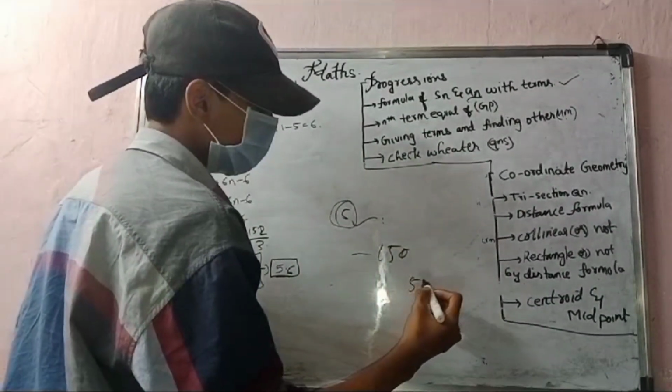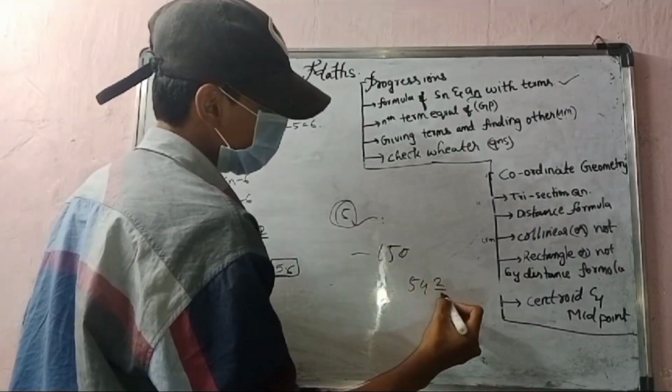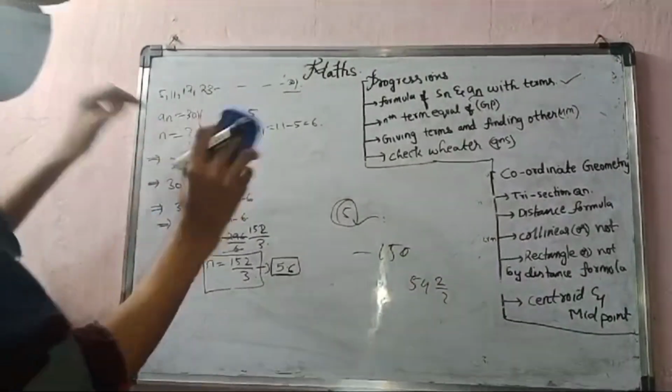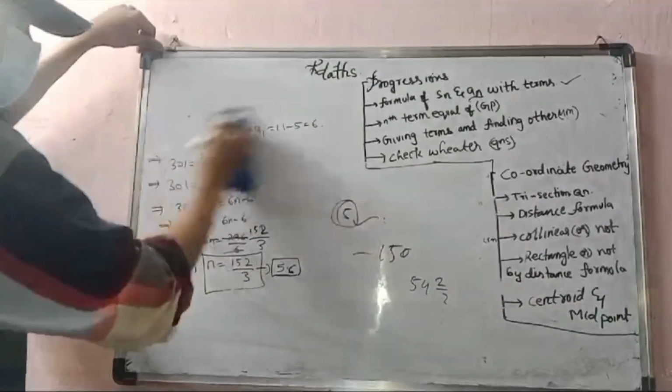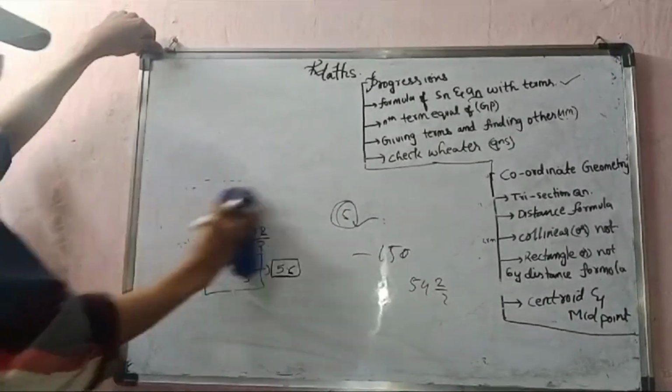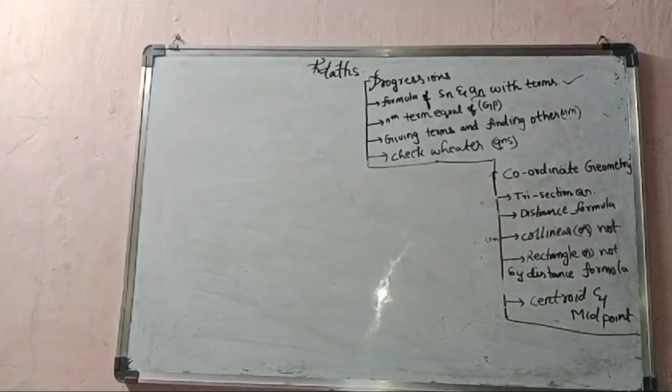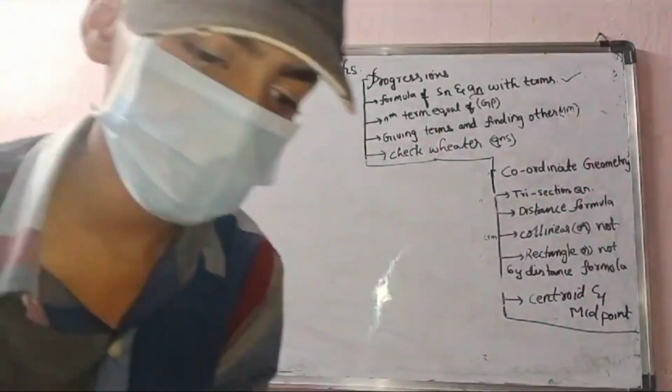You will get 51, 54, 2 by 3 or something. It is there in your exercise, you can check. Okay, clear? Your chapter is completed. Your chapter is completed. Yes, in 24 minutes I completed. That's one question. One last question.